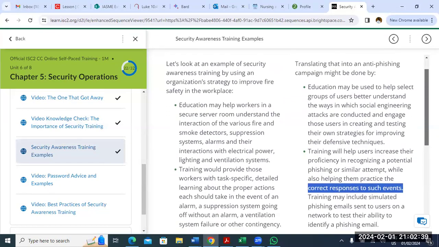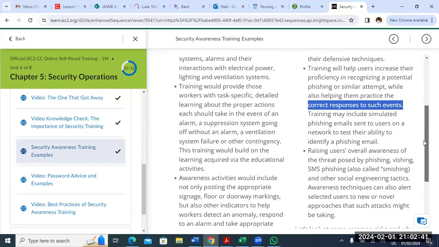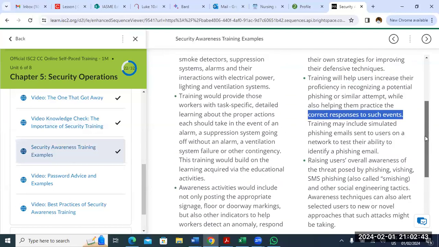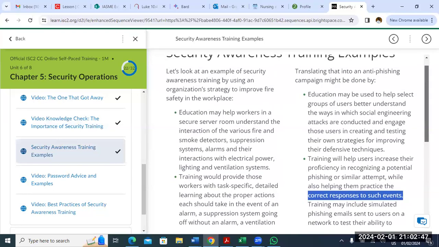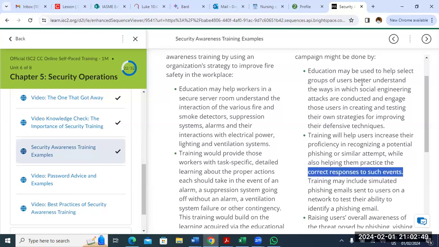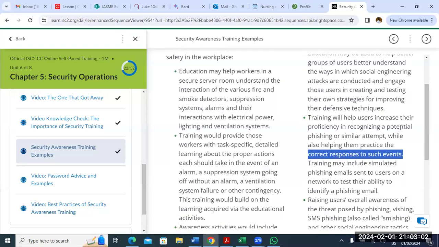Security awareness training, and also awareness. We have talked about this, so we're just studying the importance of it. Education may be used to help a select group of users better understand the ways in which vulnerability attacks are conducted and test their own strategy for improving the defensive techniques. Training will help users increase their proficiency. Don't forget, when it comes to training, the keyword is proficiency.